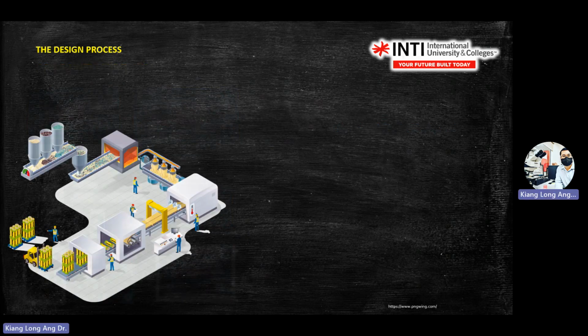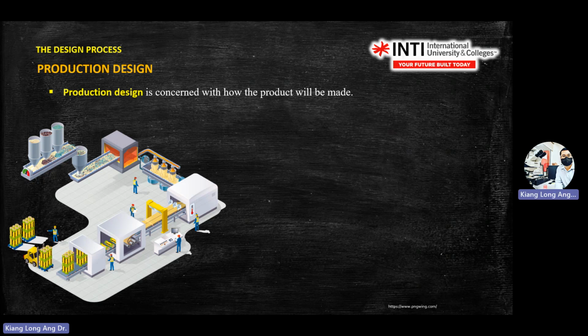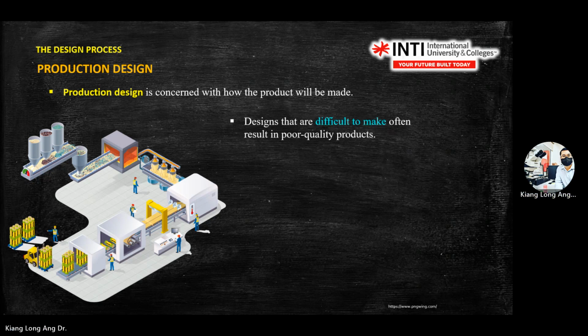Okay, we have done with functional design. Now we go into production design. The word production means you go through a few processes in the production flow. So production design is about the production process. There is a statement that when your design is difficult to make, usually it will give you poor quality products, because you go through so many processes and there are a lot of parameters you need to control. One screw up, everything screws up.